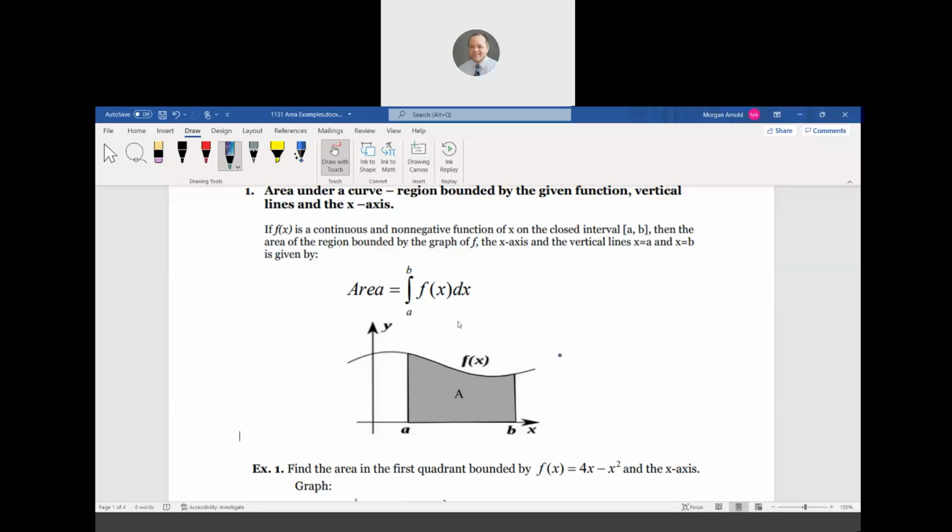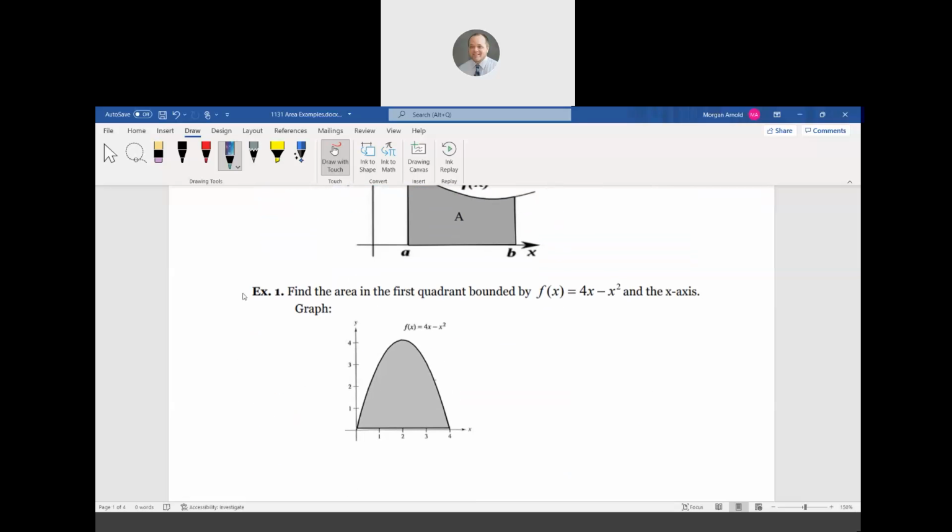To find the area under a curve bounded by the x-axis, you simply use this formula here. And that is the integral going from A to B, those are your endpoints, of your given function dx. So that is the general formula of finding the area under a curve bounded by the x-axis.